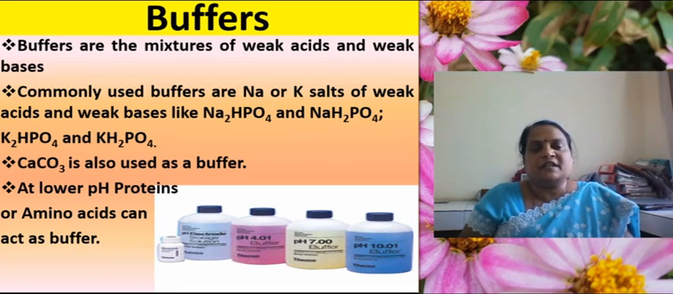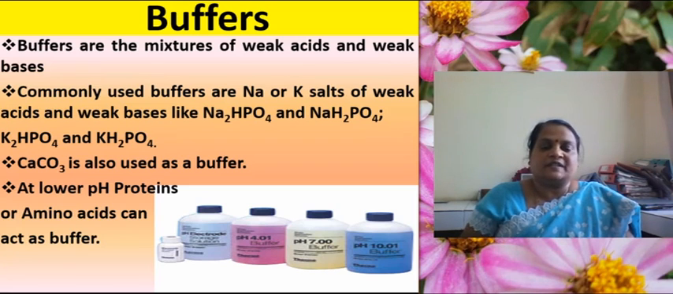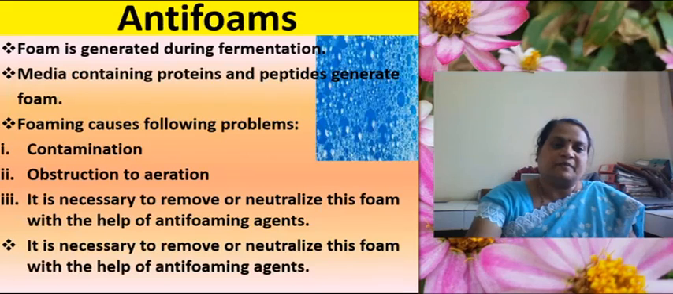Here we have given the examples of buffers that can be added to the fermentation medium. You can use monobasic or dibasic salts such as Na2HPO4 and NaH2PO4, K2HPO4 and KH2PO4 as buffers. In some fermentations, calcium carbonate is added as buffer. While in some fermentation media, we can provide proteins or amino acids as buffers. They can act as buffers.